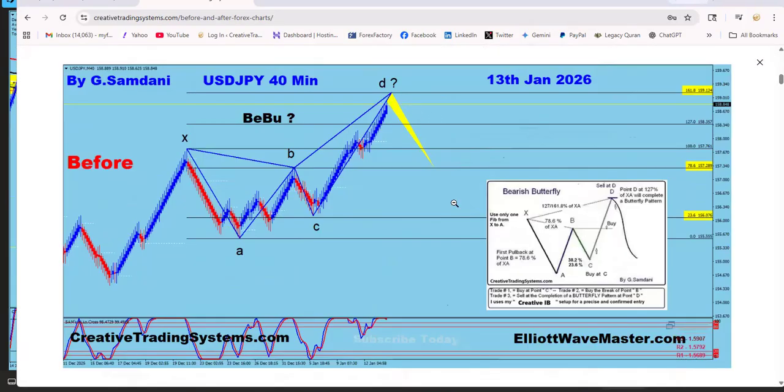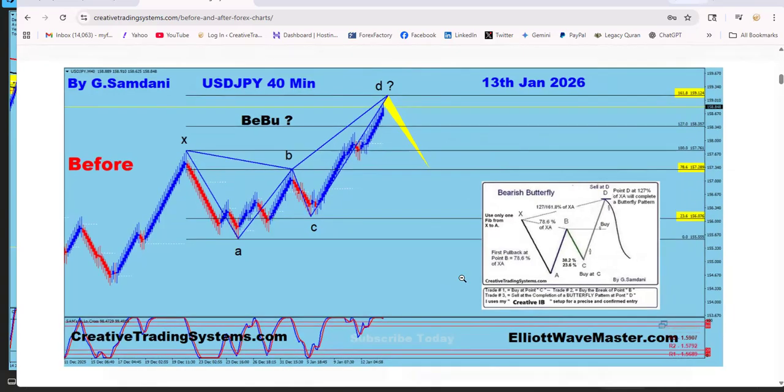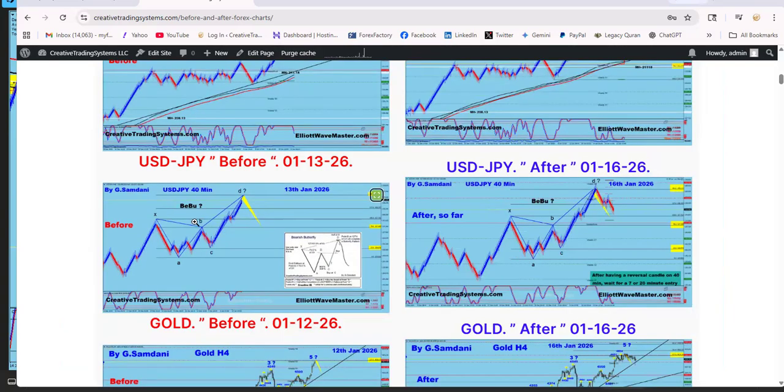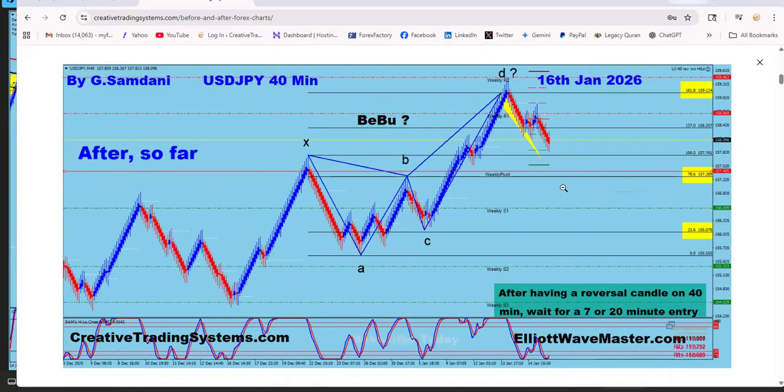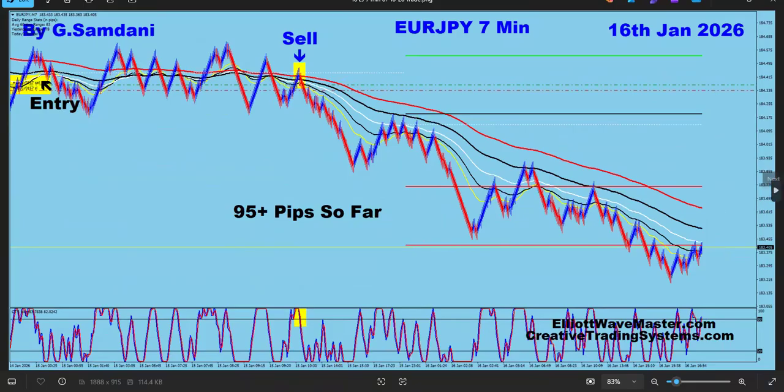Now, similarly, USD yen, you see that? I made the chart that it's going to drop because of this. This is a bearish butterfly pattern. And this is what happened to it. And I'm sure that I have a USD yen short as well. Let me see.